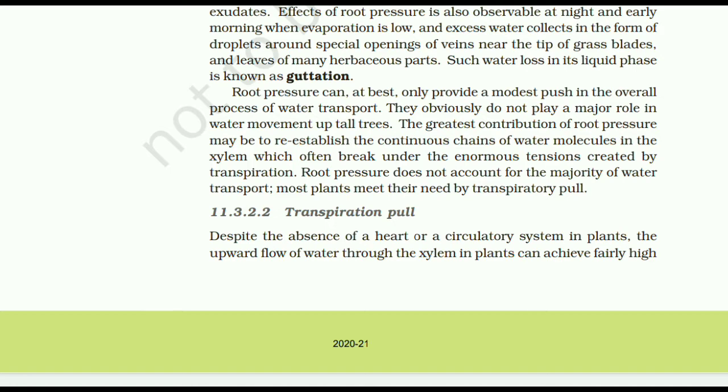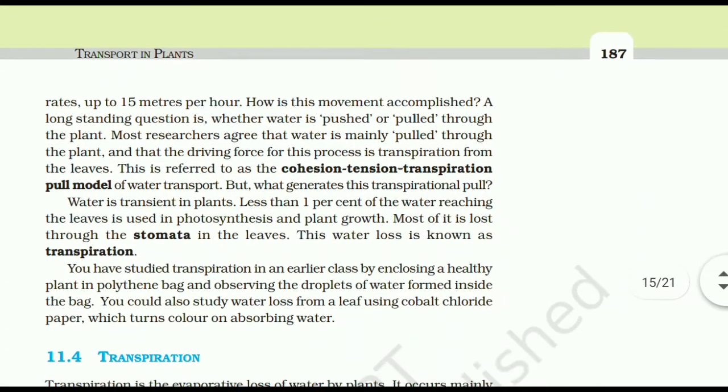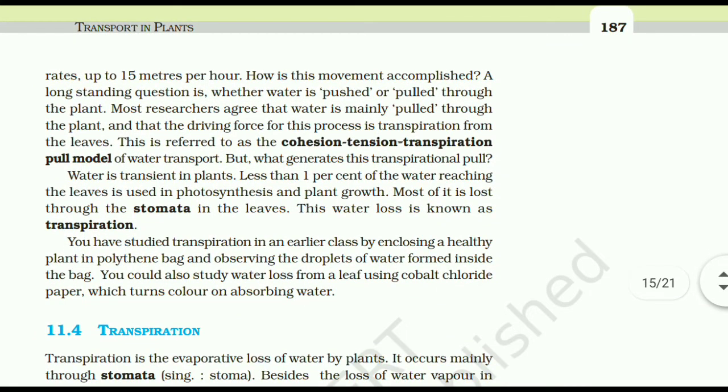11.3.2.2 Transpiration Pull. Despite the absence of a heart or a circulatory system in plants, the upward flow of water through the xylem can achieve fairly high rates, up to 15 meters per hour. How is this movement accomplished? A long-standing question is whether water is pushed or pulled through a plant. Most researchers agree that water is mainly pulled through the plant and that the driving force for this process is transpiration from the leaves. This is referred to as the cohesion-tension transpiration pull model of water transport.